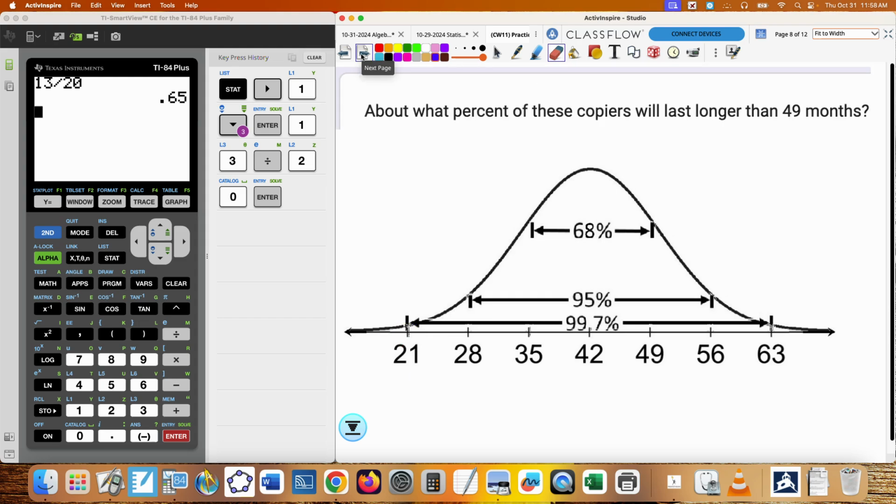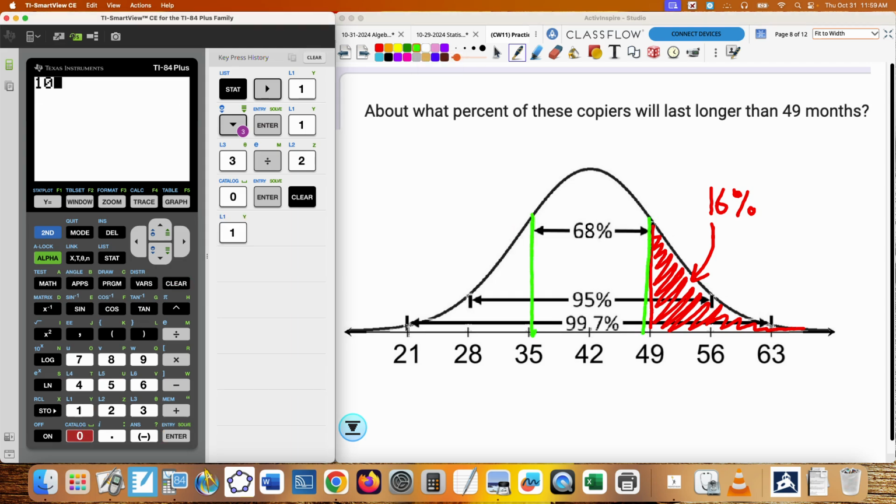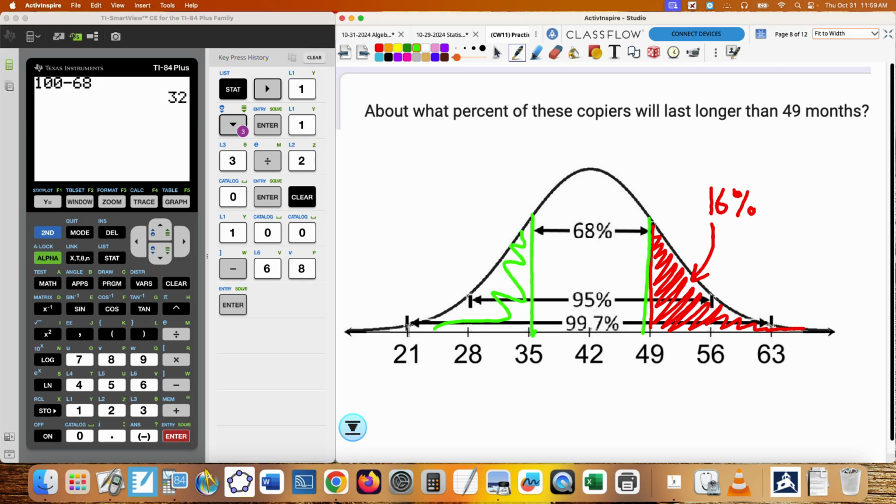About what percent of these copiers will last longer than 49 months? So longer than 49 months is right here. And we've memorized this tail by now. It contains about 16% of the data. If you don't have it memorized, you can figure it out by subtracting out this middle 68 from 100. 100 minus 68 leaves us with 32. That's spread evenly here and here. In this case, we don't want both of those green tails. We just want the red one. So we're going to cut that in half, and that's where we get our 16 from.